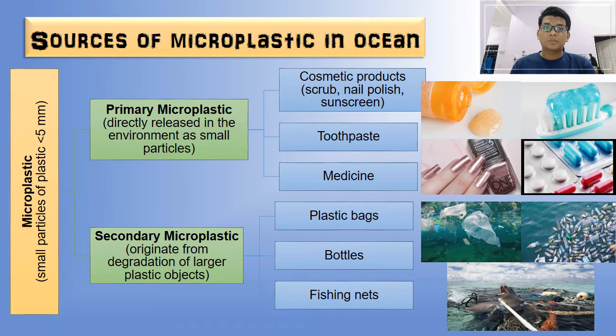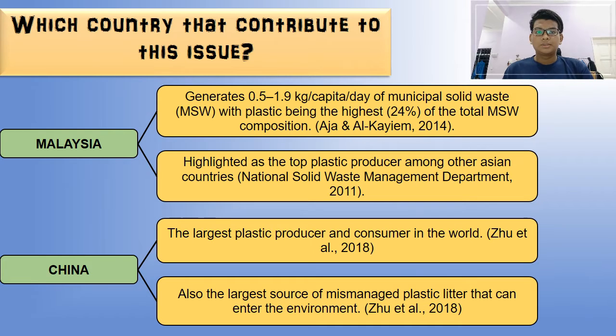There are two sources of microplastic. First, primary microplastic that originate from manufactured items of microscopic size such as exfoliating facial scrub, toothpaste, and anti-fouling of boats. Second is secondary microplastic that fragments released from larger plastic debris through photooxidation, mechanical action, and biodegradation. So which country contributes to this issue?